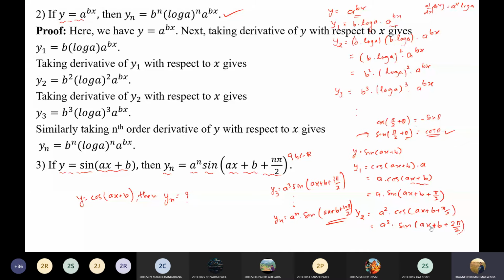So only 4 students calculate. Yes, good. 5. Very good. 10. What about the rest of the students?